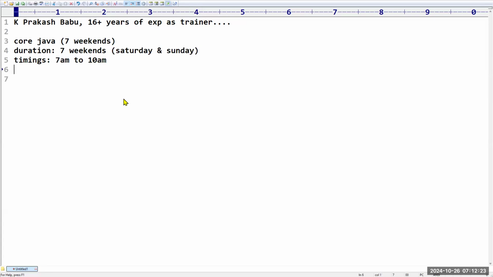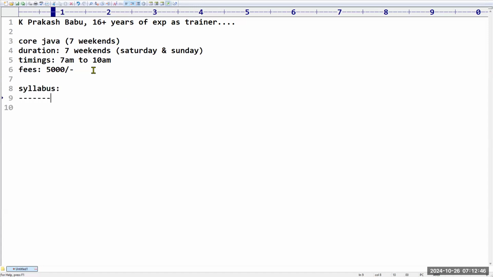Next, what is the fees for this batch? I think you already know very well about this fees. Fees is 5,000. So this is nothing but details about our batch. Now I will directly enter into the syllabus. But before moving to the syllabus, do you have any queries related to the details of the course? Please confirm.